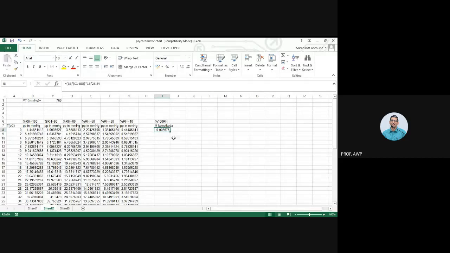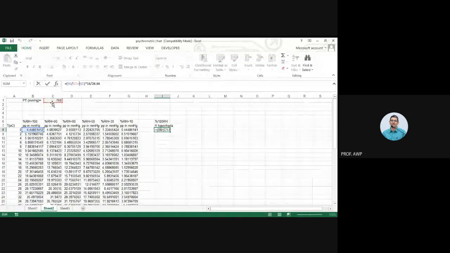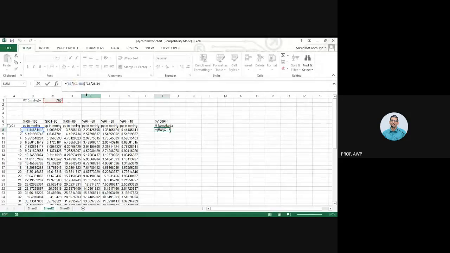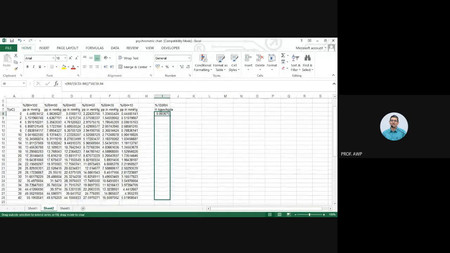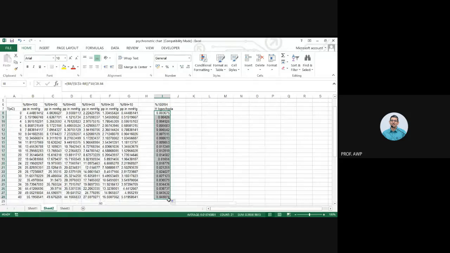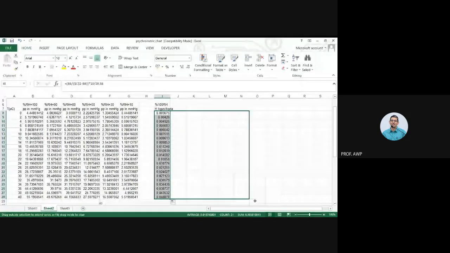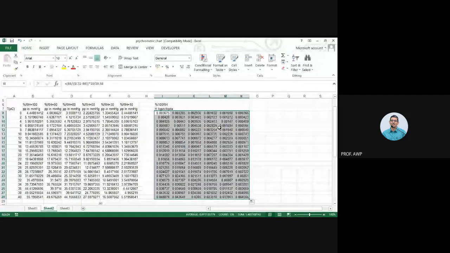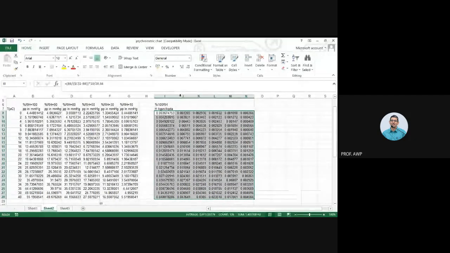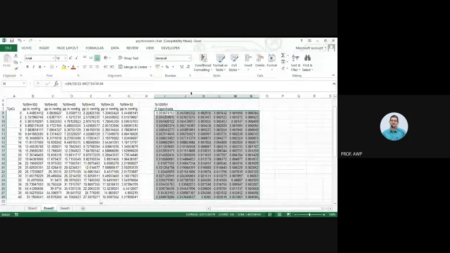Now if I copy this, I need to keep this cell, C1, total pressure, constant. So I'll just put a dollar sign here. We don't want that to change. And I copy. So now we can copy to other humidities as well. So everything is automatically calculated.